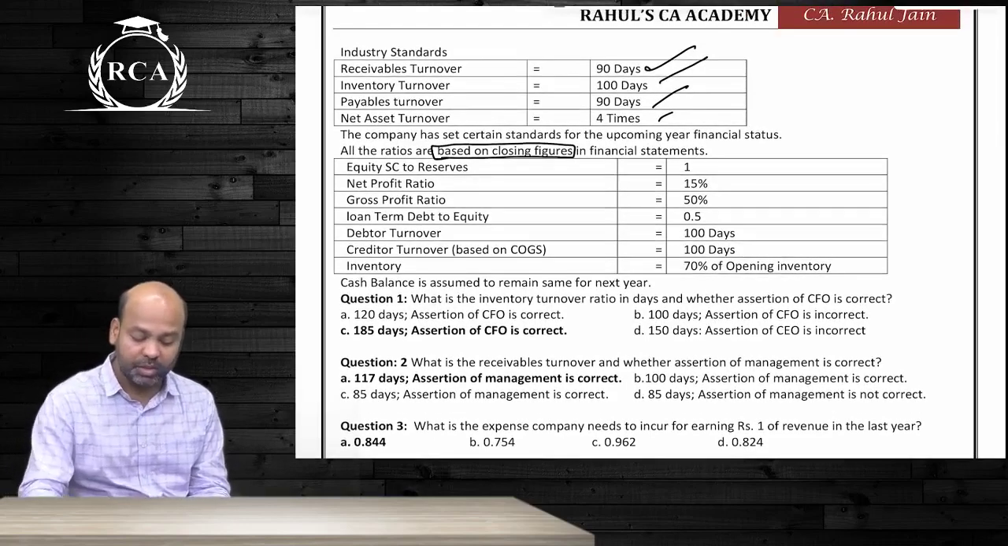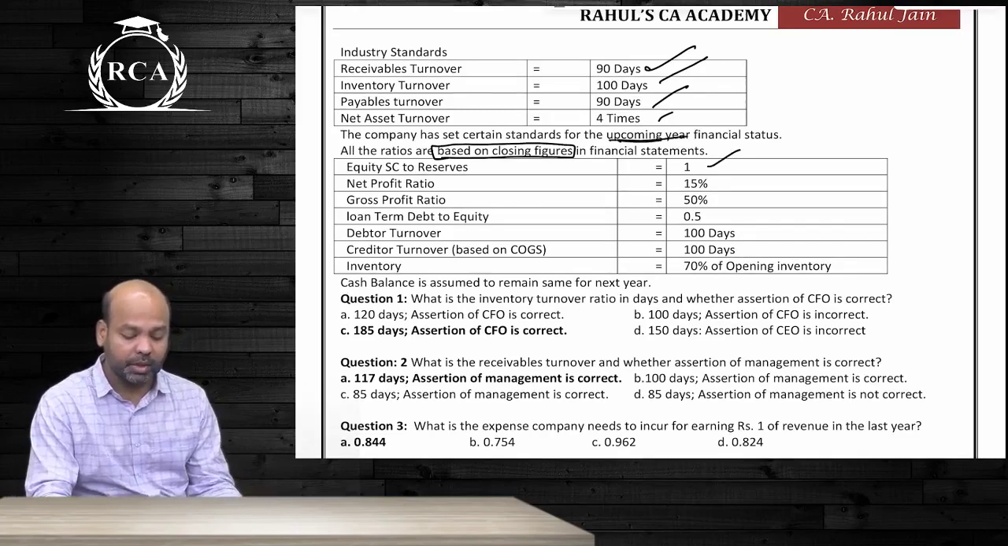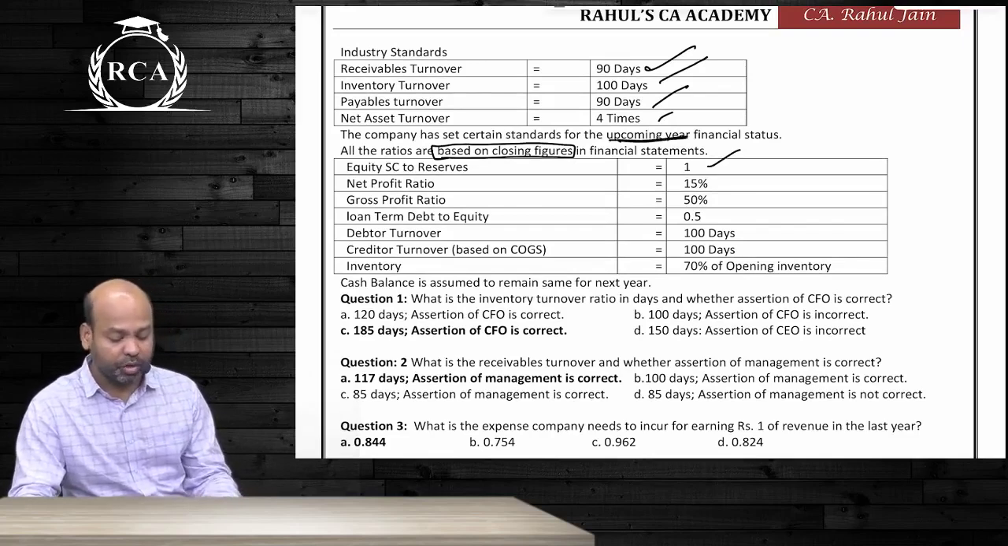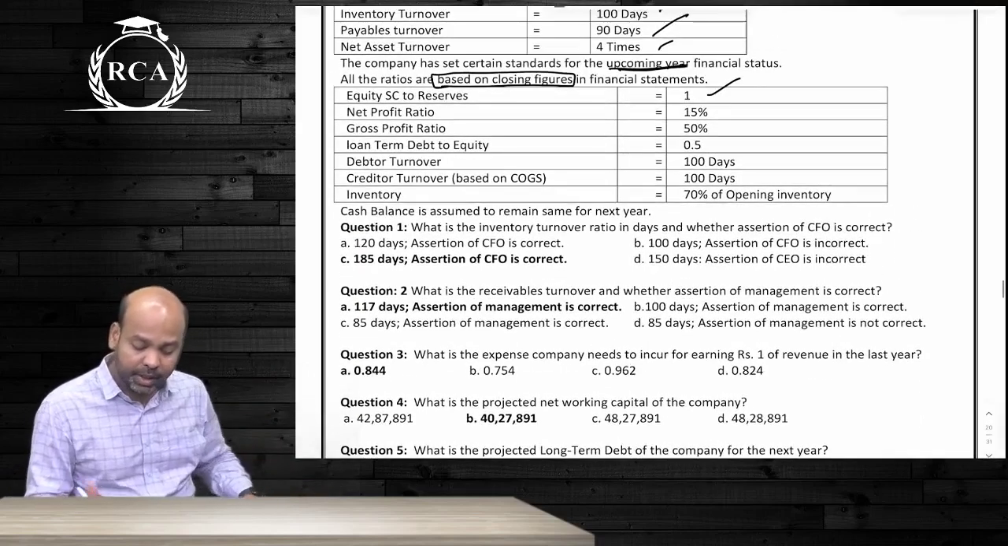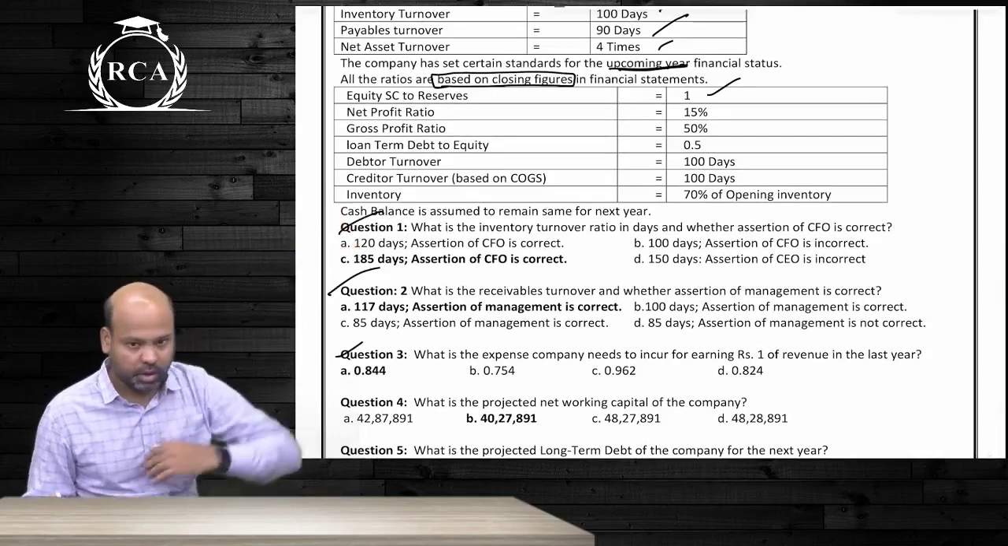So they've given us how much is equity share capital to reserves. These are all for the upcoming year, not for the last year. They've given us how much is net profit ratio. Using all of those ratios, you will be able to answer the last bit. First, we should concentrate on the first 3 bits, which are related to the previous year. Now look at the first bit.